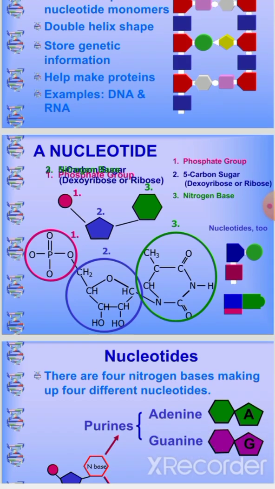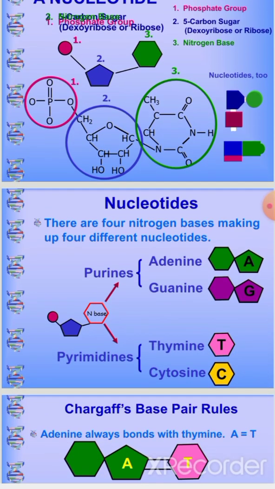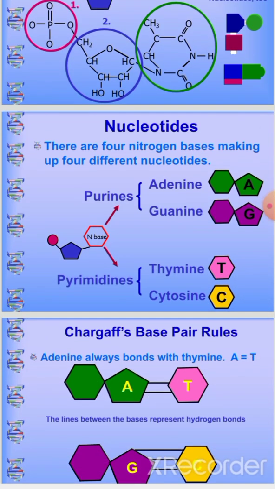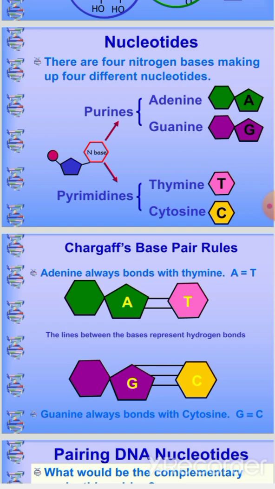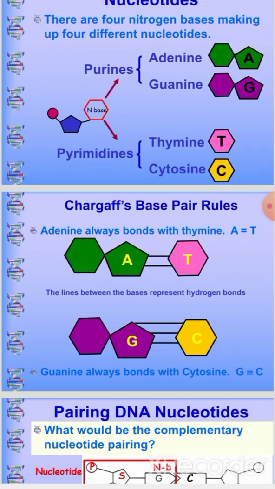A nucleotide contains a phosphate group, a five-carbon sugar, deoxyribose or ribose, and a nitrogen base. There are four nitrogen bases making up four different nucleotides: purine and pyrimidine. Purine contains adenine and guanine, while pyrimidine contains thymine and cytosine.